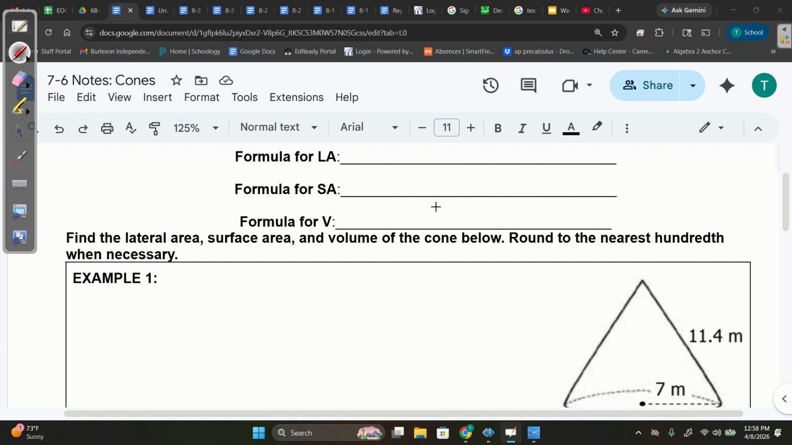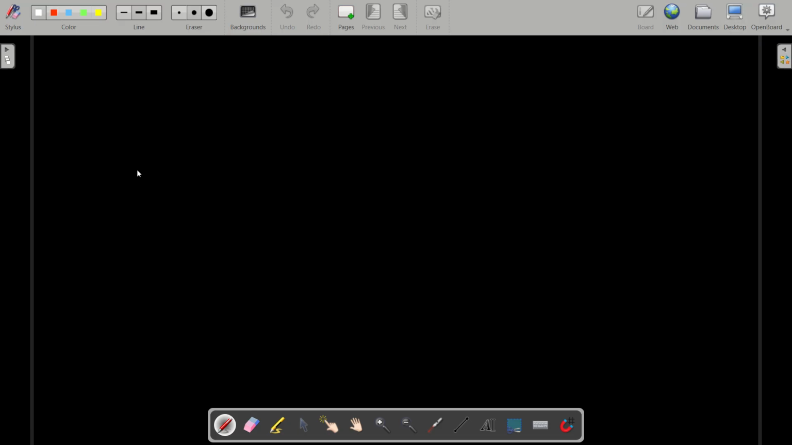Okay, so welcome to 7-6 surface area, lateral area, and volume of cones. Now, first and foremost, I'd like to discuss what the net of a cone looks like. A cone, first off, has a round base and sides that come to a point. Think of an ice cream cone, just upside down.